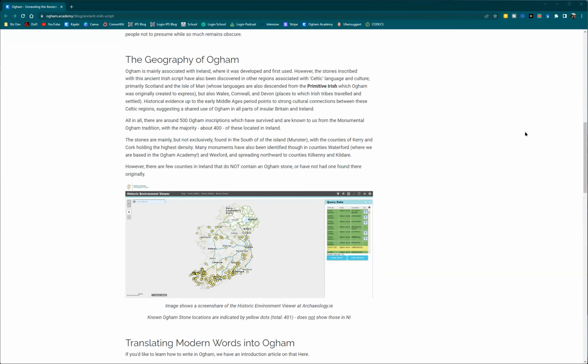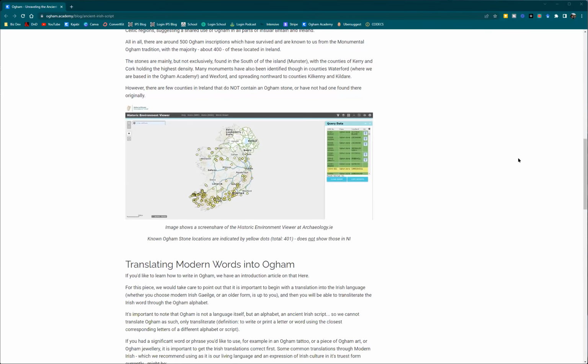The stones are mainly, but not exclusively, found in the south of the island, so Munster, with the counties of Kerry and Cork holding the highest density. Many monuments have also been identified, though, in counties Waterford, where we are based in the Ogham Academy, and Wexford, and spreading northward to counties Kilkenny and Kildare. However, there are few counties in Ireland that do not contain an Ogham stone or have not had one found there originally.